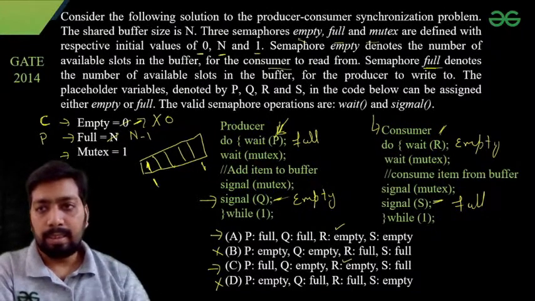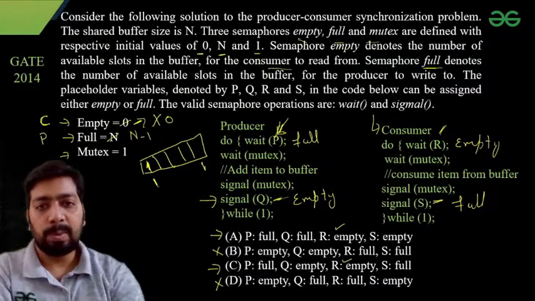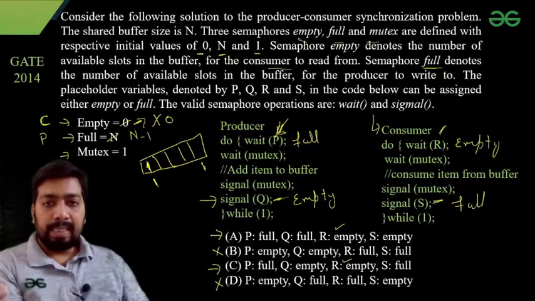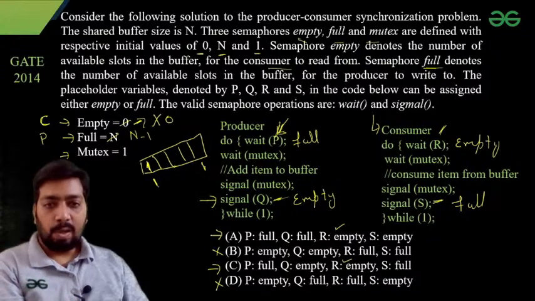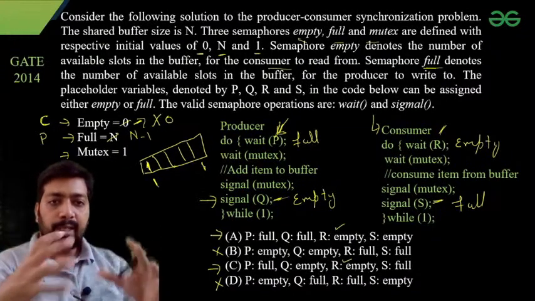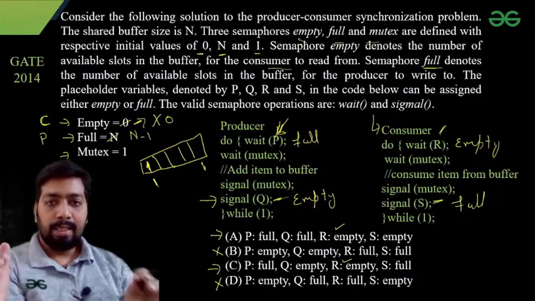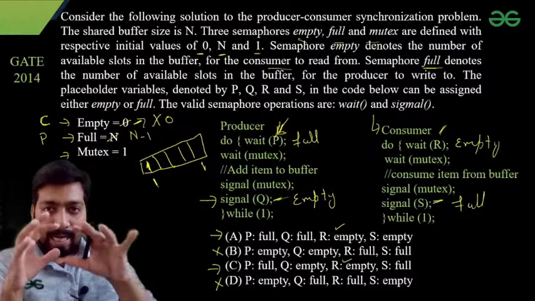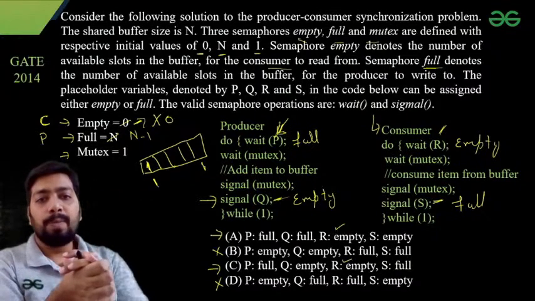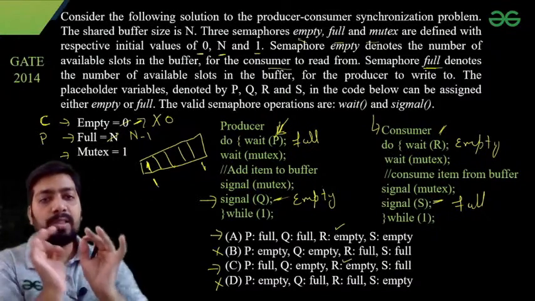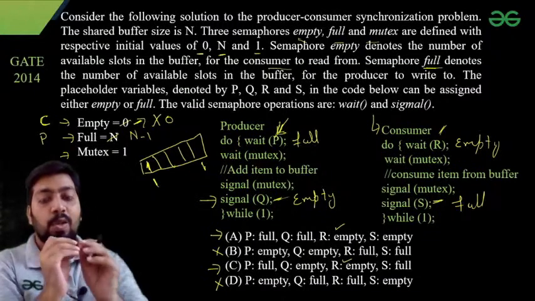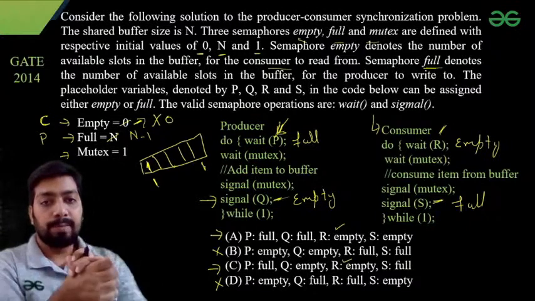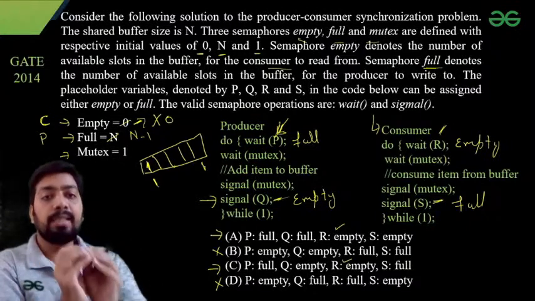So this was the question, the producer-consumer problem. I hope you understood it. The question seems very lengthy and scary, but it is not. Semaphore problems are lengthy in GATE papers most of the time, but the way to solve a semaphore problem is just to analyze the code. You need not perform much computation. Just analyze the code.